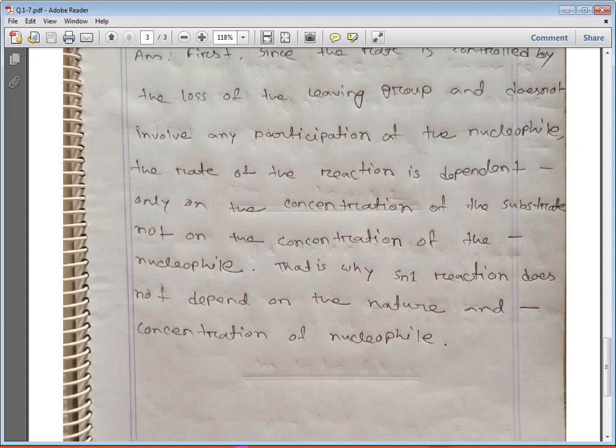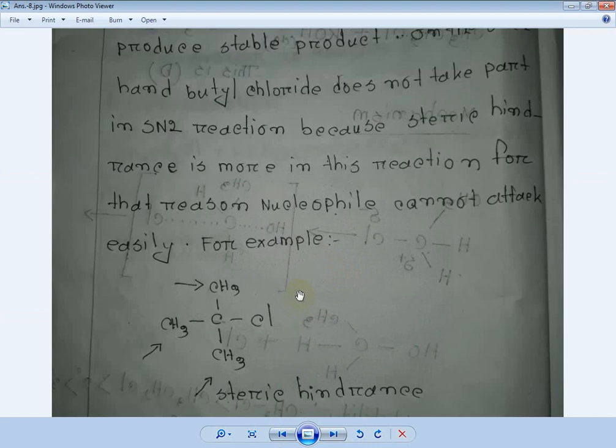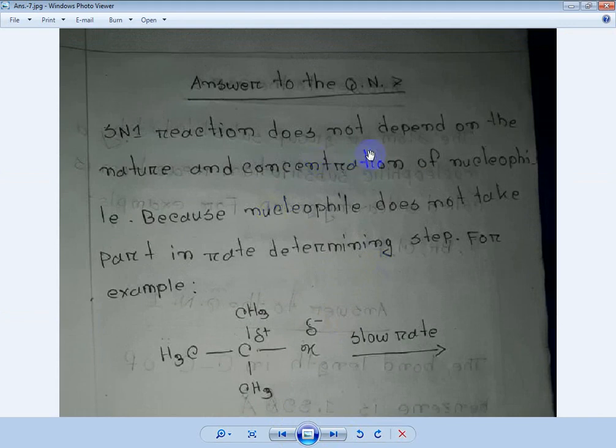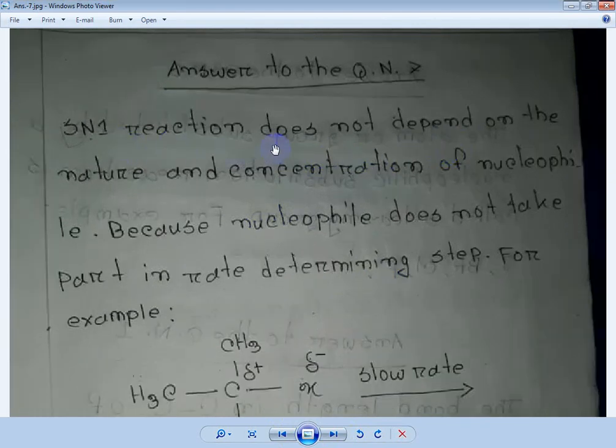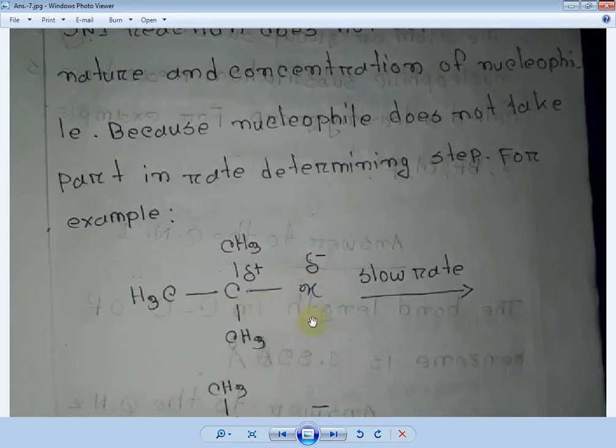Okay, next, this answer given by another student is also excellent. The SN1 reaction doesn't depend on the nature and concentration of the nucleophile, because the nucleophile does not take part in the rate determining step. For example, this is the rate determining step, there is no nucleophile, it doesn't take part.